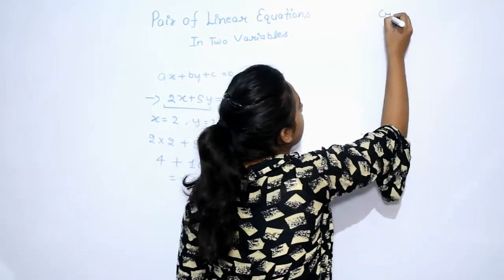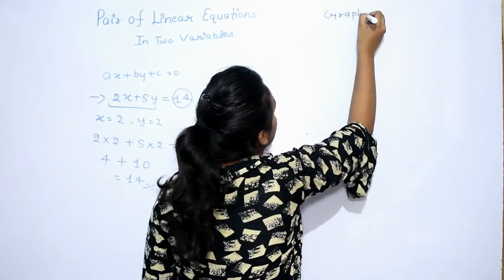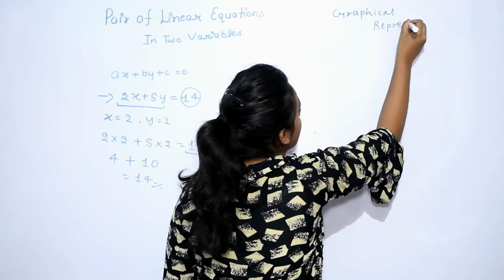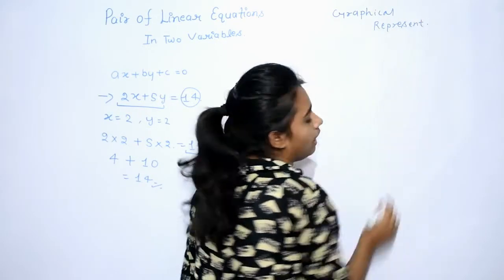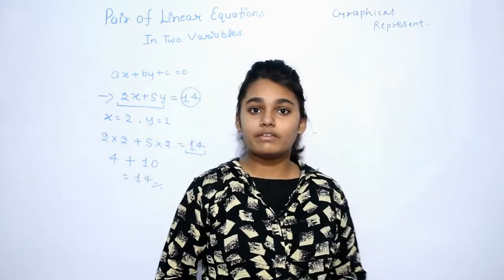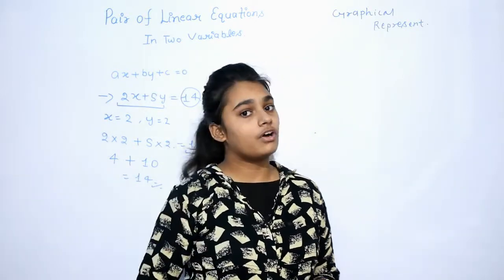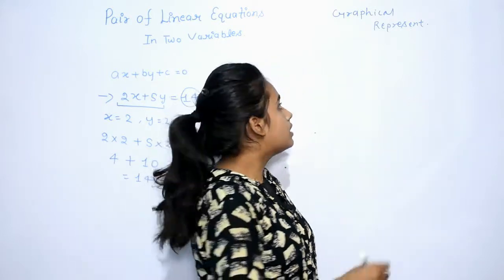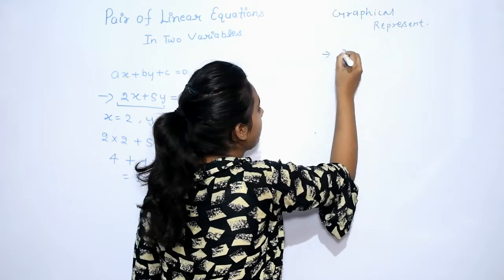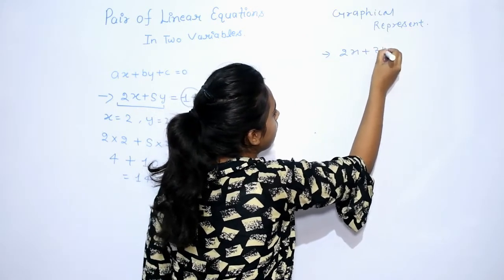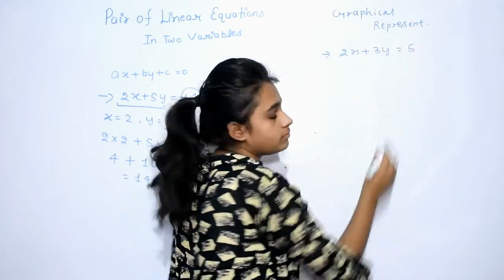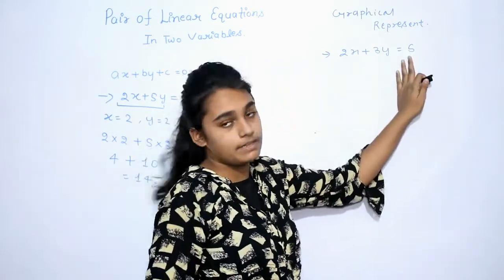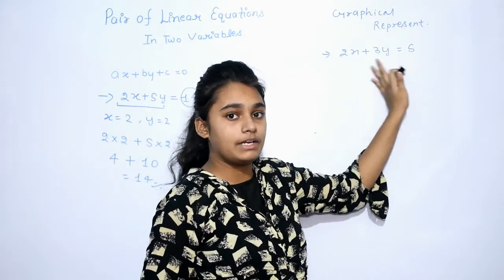Graphical representation is already well known to you, that is geometrical representation. You have already read in 9th class how to represent it in a graph. For solving these types of questions, we should also show this in a graph and plot the points in the graph. So how can we do this? I am taking the example 2x plus 3y equals 5. We can get 5 easily by putting the values of x and y correctly.